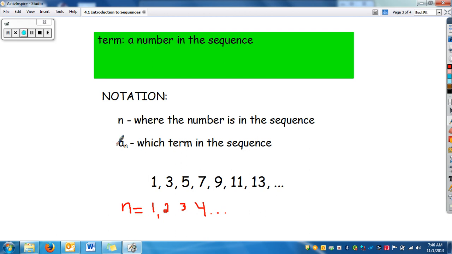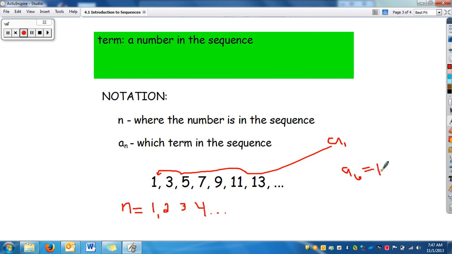Alright. Now we name the term using a sub n. So a sub n, which term is in the sequence. So if I have a sub 1, that means it's the first term. So that is this right here. If I want a sub 6, well, in this case, a sub 6 is the sixth term. 1, 2, 3, 4, 5, 6.